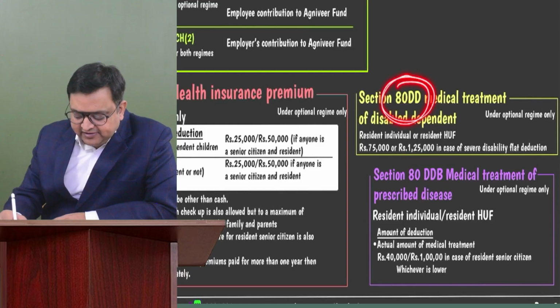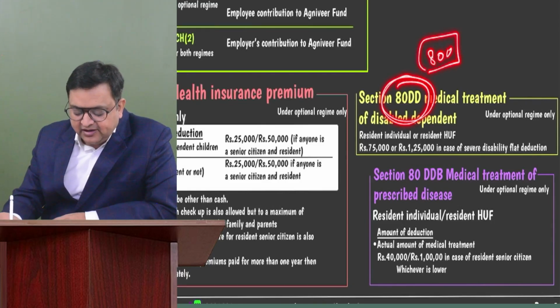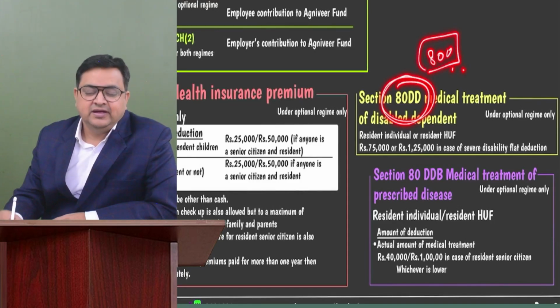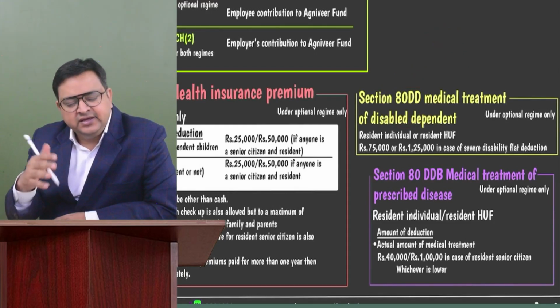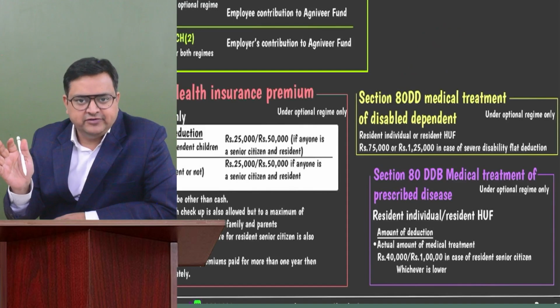And again, a very, very similar section 80U, where the assessee himself or herself is disabled. If the assessee himself or herself is disabled, there is a flat deduction of 75,000. In case of severe disability, it is 1,25,000.